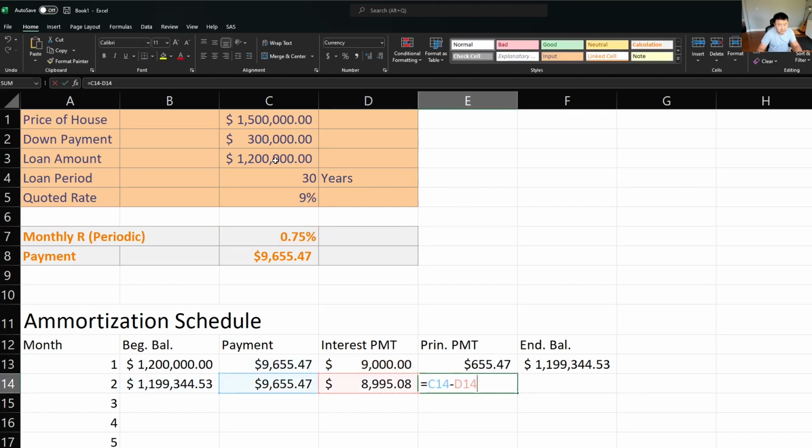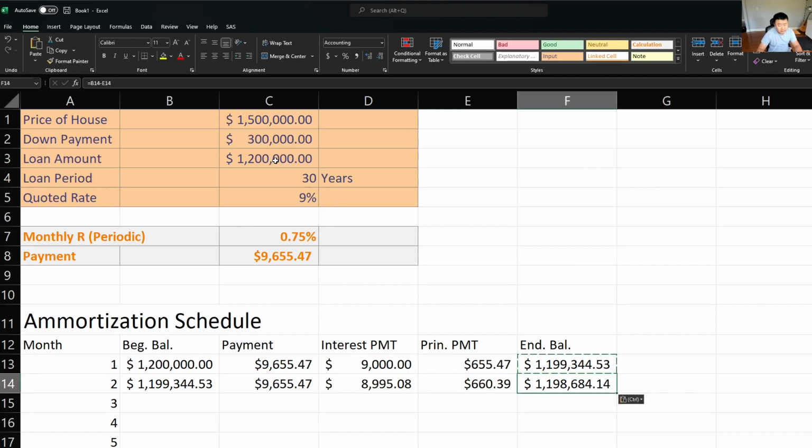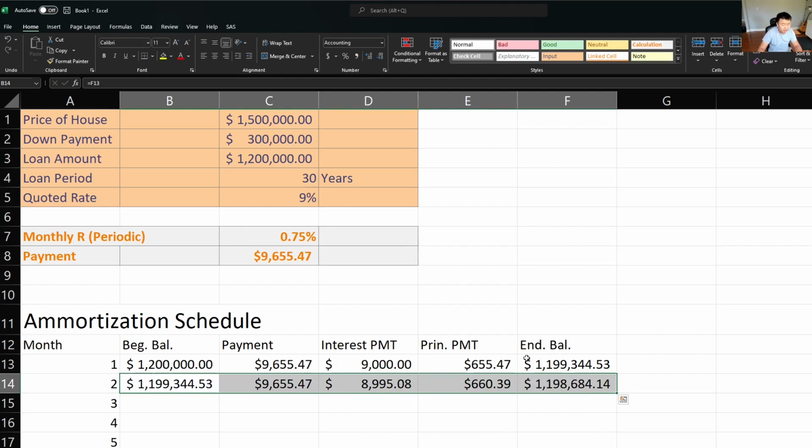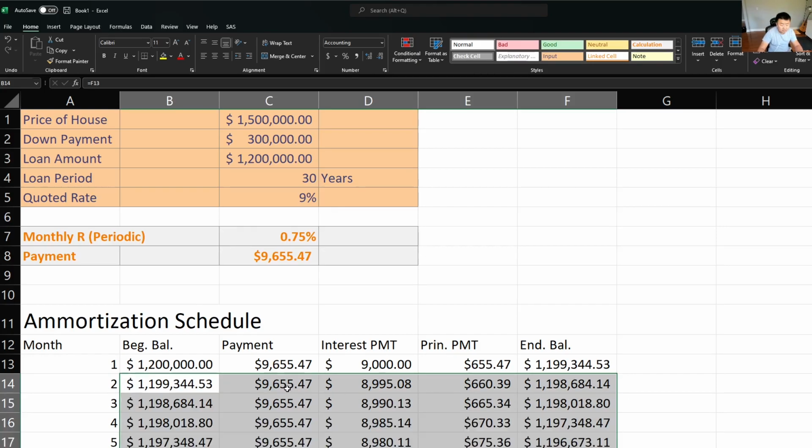So copy and paste. As you can see, we have more money going towards the principal, roughly $5 more. And then the ending balance is also the same calculation, that is, we use the beginning balance minus the principal payment. So as we have everything filled up for the second month, all we need to do is select all these and double click at the corner, and we're going to automatically fill up this table.